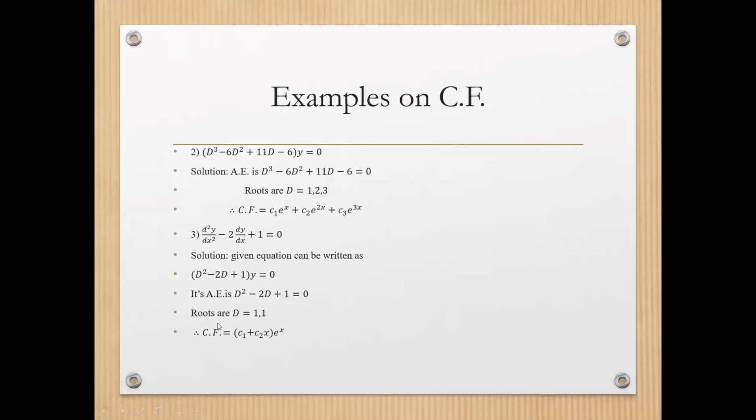Now find its auxiliary equation. Its auxiliary equation is D square minus 2D plus 1 is equal to 0. Find its roots by using calci. We get D is equal to 1, 1. See here, 1, 1. Both the roots are real because there is no imaginary part. Both the roots are real and repeated, and the root 1 is repeated 2 times.